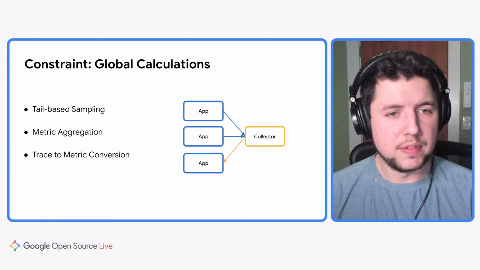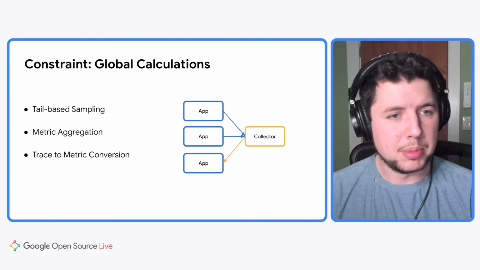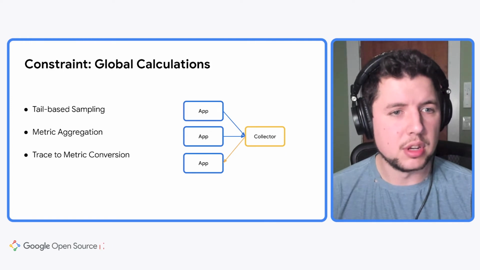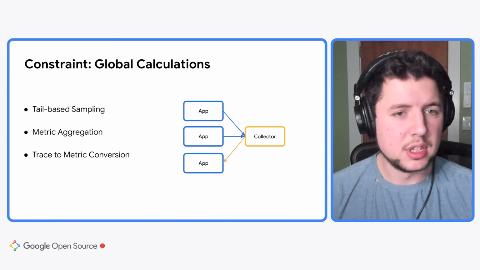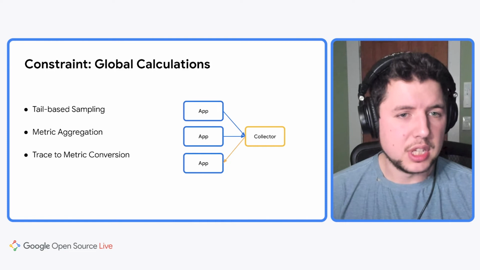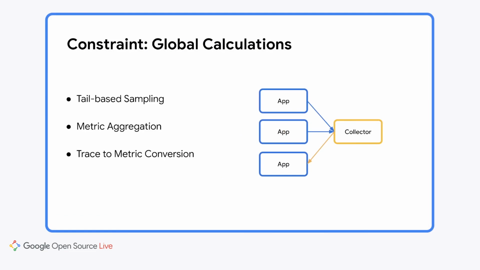Another thing you might want to keep in mind is that sometimes you want to do some calculations that involve taking a bunch of telemetry from different applications together and doing some math on it. For example, if you have metrics and you want to drop a label, you need to make sure you collect all of those together so that you can aggregate away that metric dimension. Also for tail-based sampling, you want to collect a bunch of traces and then choose which traces to keep and which to drop. And you need a single collector to make that decision. Even cooler, you can take traces and make metrics out of them.